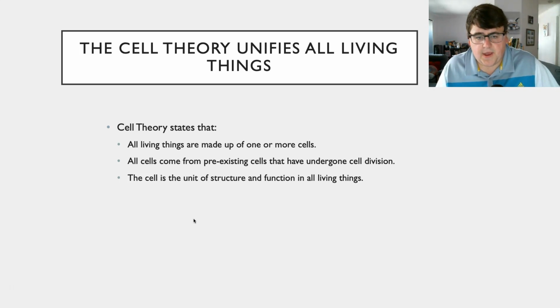What is important though is that cell theory states that all living things are made up of one or more cells. That all cells that are currently in existence are only here because they have gone through cell division from pre-existing cells. So all cells have come from another cell. They don't just appear, they aren't just created. And lastly, that the cell is the unit of structure and function in all living things. So there are three key functions for cell theory.